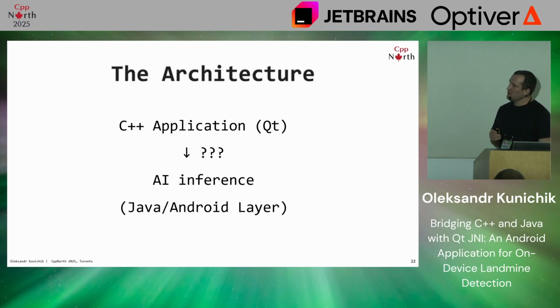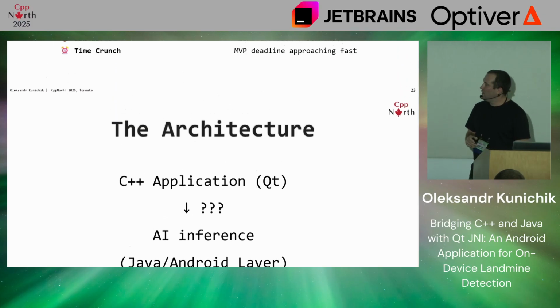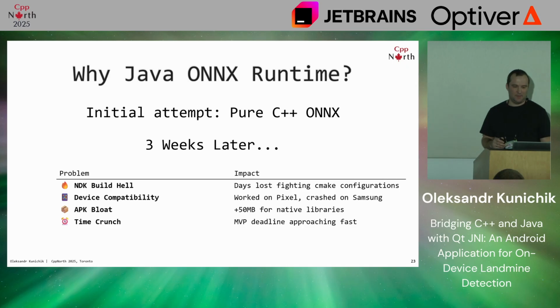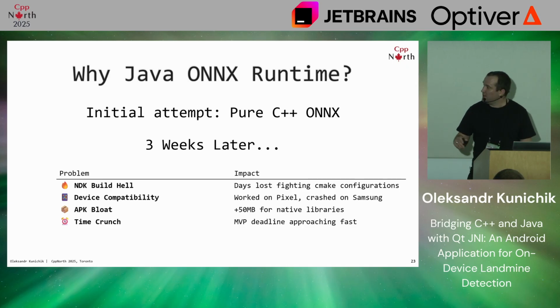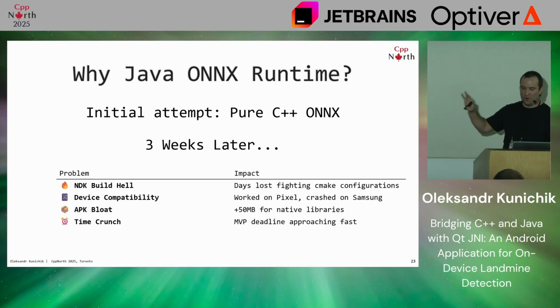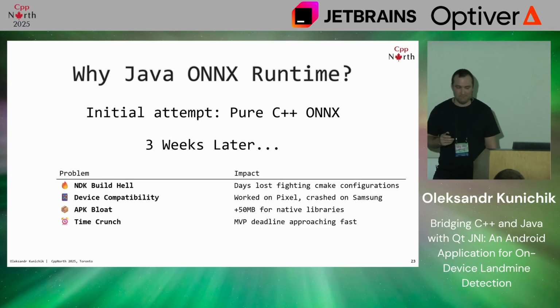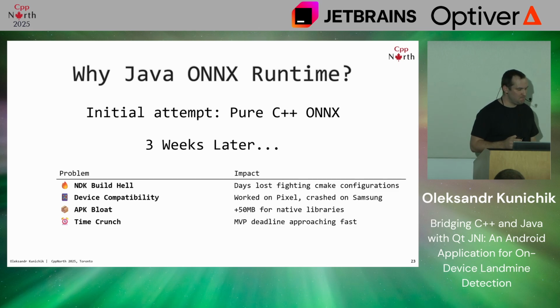How can we connect C++ with Qt and conduct AI inference? I spent a lot of time, maybe 1 month, trying to build everything on ONNX. I built it from source. The documentation was outdated, and I fought with CMake configurations.